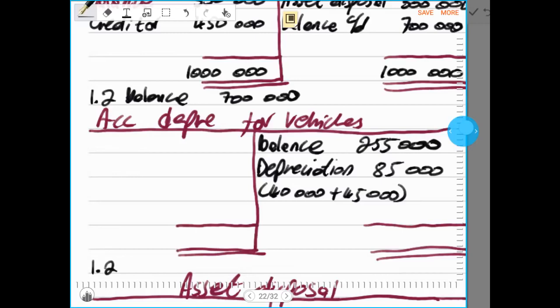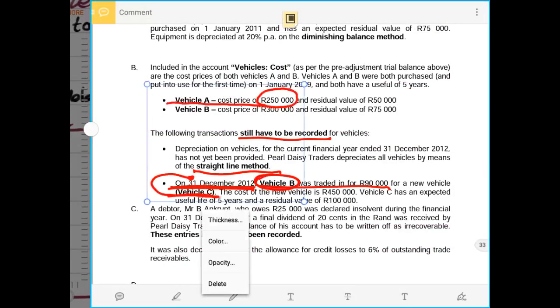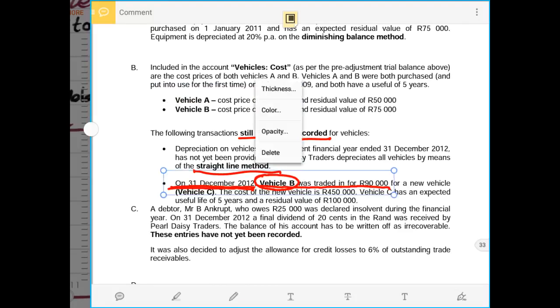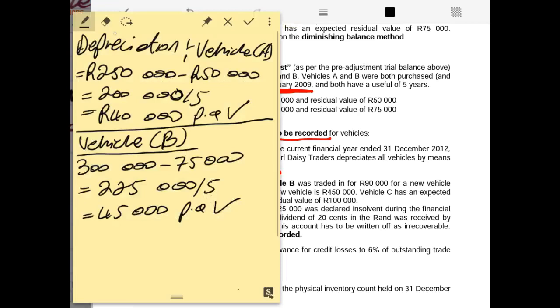And in this case, we know that motor vehicle B that was costing 300,000 rands was traded in at the end of the current year. And we were told that motor vehicles, both A and B, were bought on the 1st of January in the year 2009. That means motor vehicle B was there in the year 2009, 10, 11, 12. It means we need depreciation for the full 4 years for motor vehicle B. Then we remove all of that on the debit side of the accumulated depreciation.